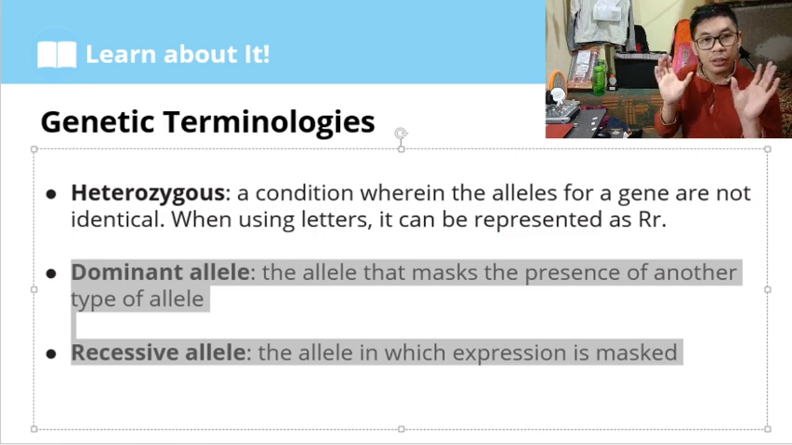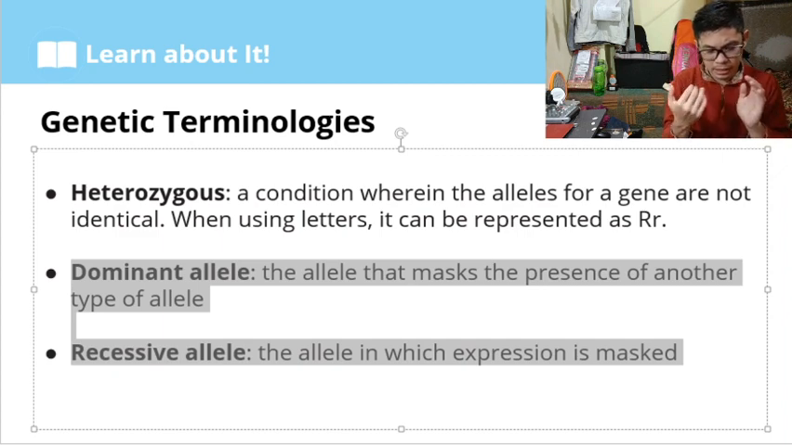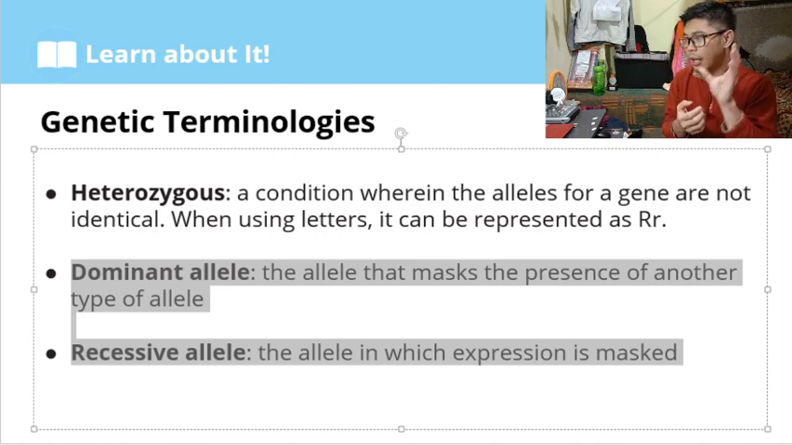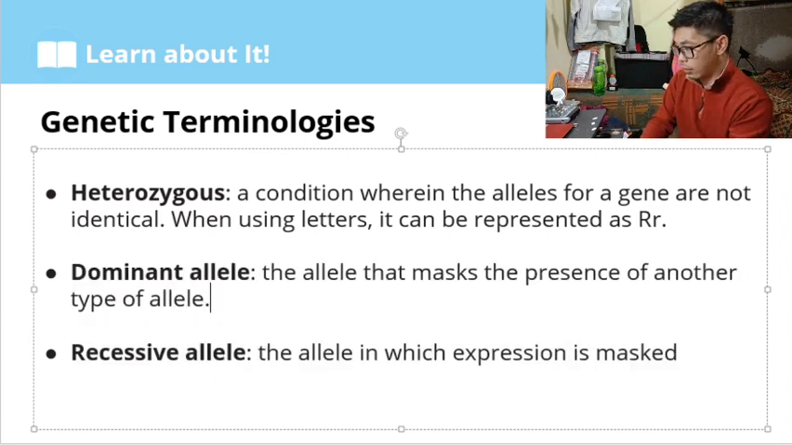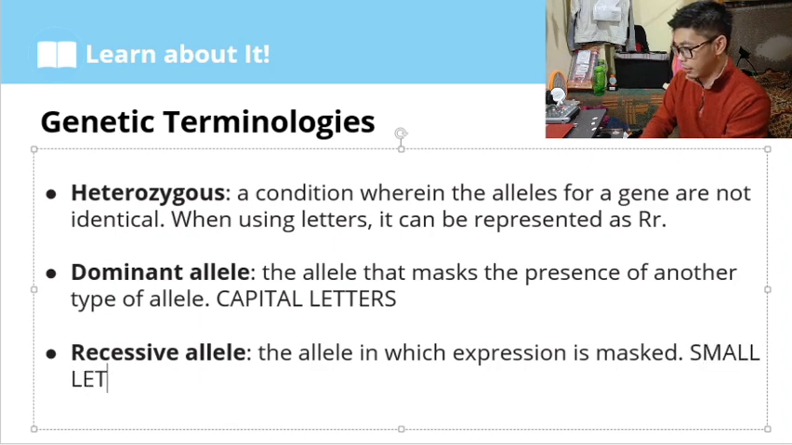This is what we call dominant and recessive. The recessive is the weaker expression, and the dominant is the stronger expression. In this case, they did not say how we write it, but whenever you write your dominant allele, you write it in capital letters, right? When it is recessive, write it in small letters.